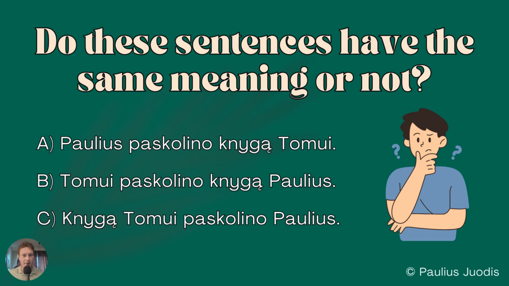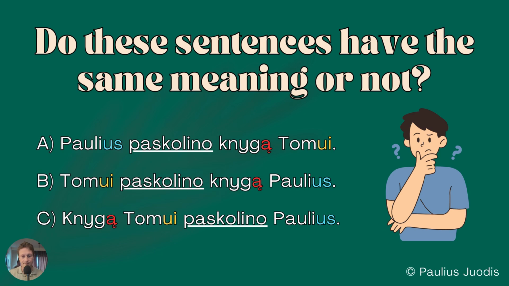But in Lithuanian, because we have cases, as long as every word is in the same case, we can rearrange their place, the structure, and we will still have the same meaning. So Paulius paskolino knygą Tomui, Tomui paskolino knygą Paulius, or knygą Tomui paskolino Paulius. All of these three sentences mean that Paul has lent a book to Tom. Again, as long as the cases and the endings remain the same. If suddenly Tomui becomes Tomas and Paulius becomes Paului, we change the cases, well, then the meaning changes. But if the cases are the same, the endings are the same, we can arrange the words as we wish.